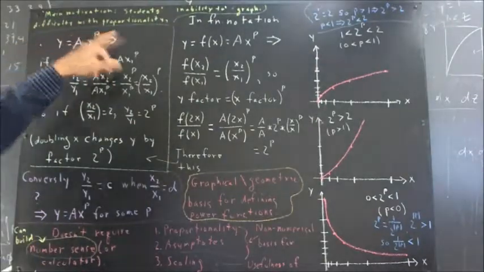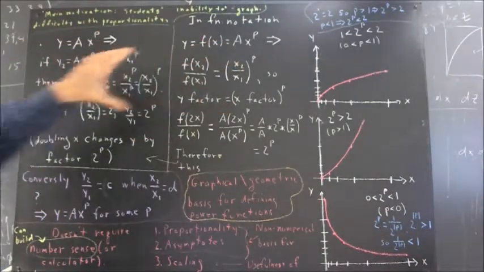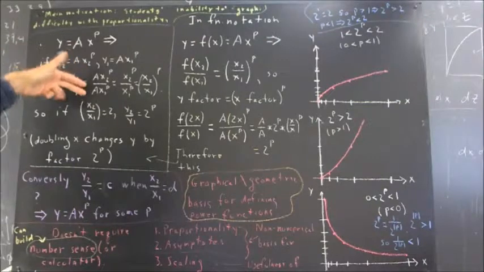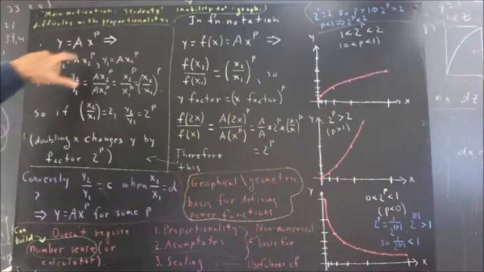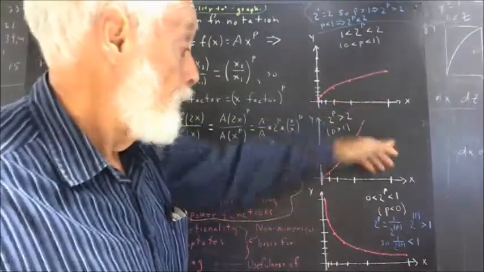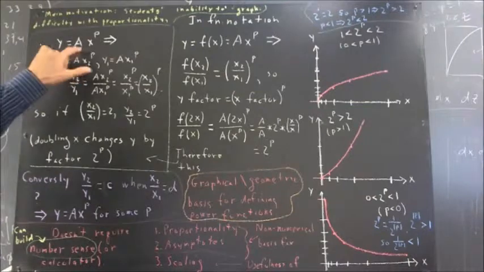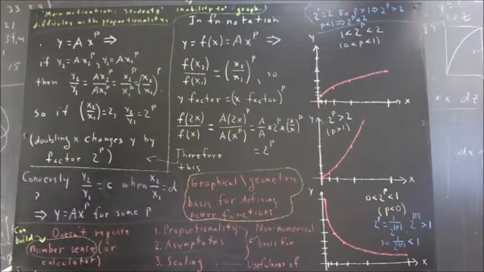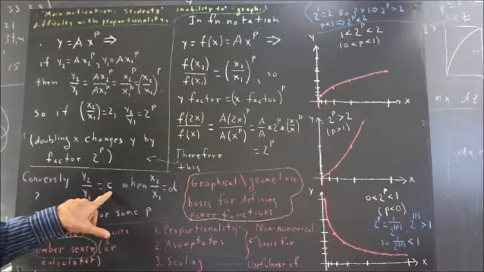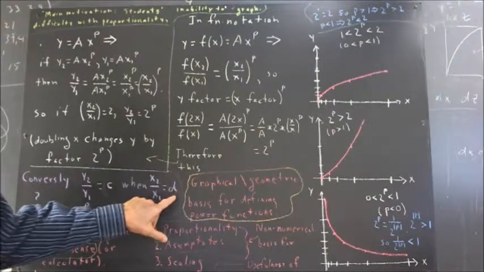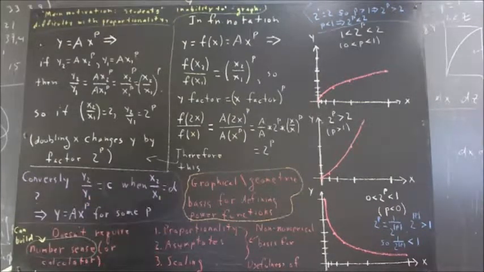Then we can say, okay, well, here's a little bit of algebra, either using function notation or just plain old y2 over y1 proportionalities. And we can say that any function that has this type of characteristic is a power function. And we can even say, although we haven't proven it, that the converse holds. If the y ratio is some number c, whenever the x ratio is some number d, with c and d constant numbers, then we can conclude that y has to equal a power function for some power p.